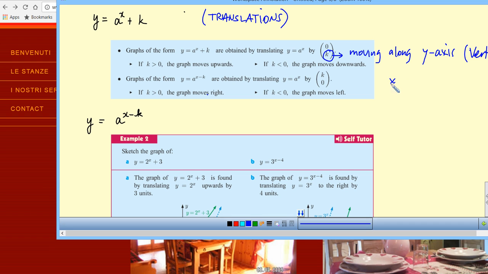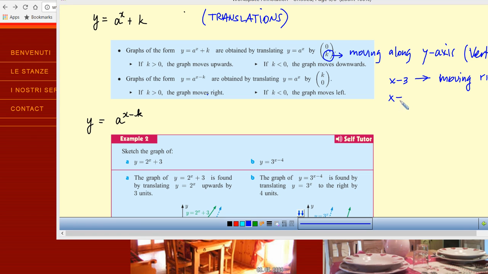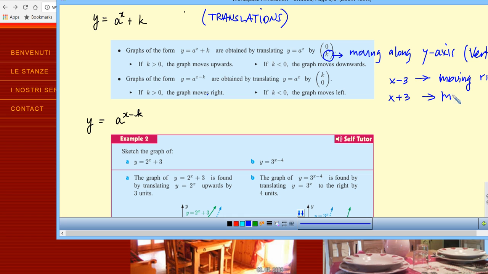Now keep in mind that if I had x minus 3, this means it's moving to the right. Remember that it's the same thing as we did with the quadratics. So it's moving right, and if I had x plus 3, that means it's moving 3 units to the left. Because if k is less than 0, for example, a to the x minus negative 3, so it's negative 3, k is less than 0, but look what happens. It goes to x plus 3, which means that it's actually moving left. And the one that says minus is actually moving right.